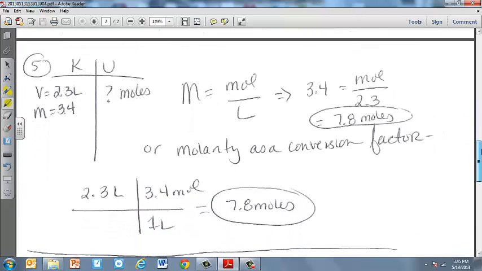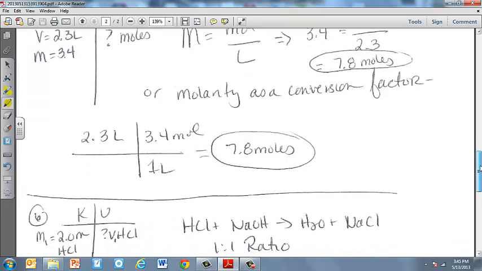Okay, then number 5, this was simply going back to an equation where you have molarity as moles per liter. If you're given liters and you're given molarity, you can solve it one of 2 ways. You can plug and chug into the equation, get 7.8 moles, or you can start to get used to the idea that you can use molarity as a conversion factor and also get 7.8 moles. Doesn't matter which way you tackle it, you're going to get the same answer.